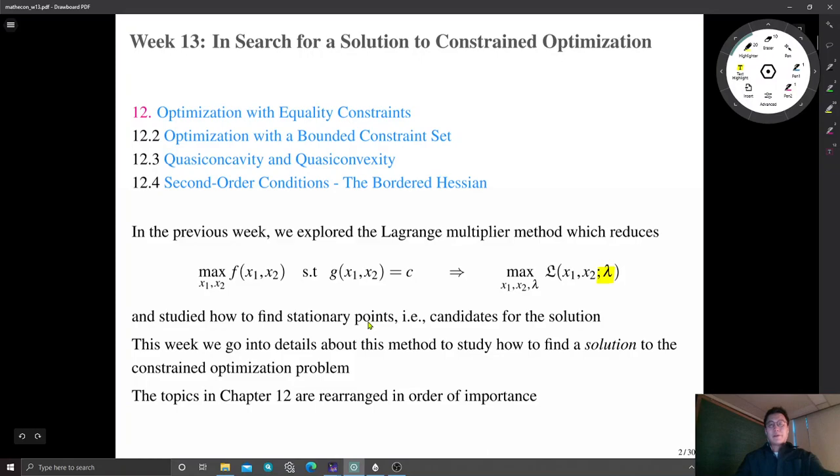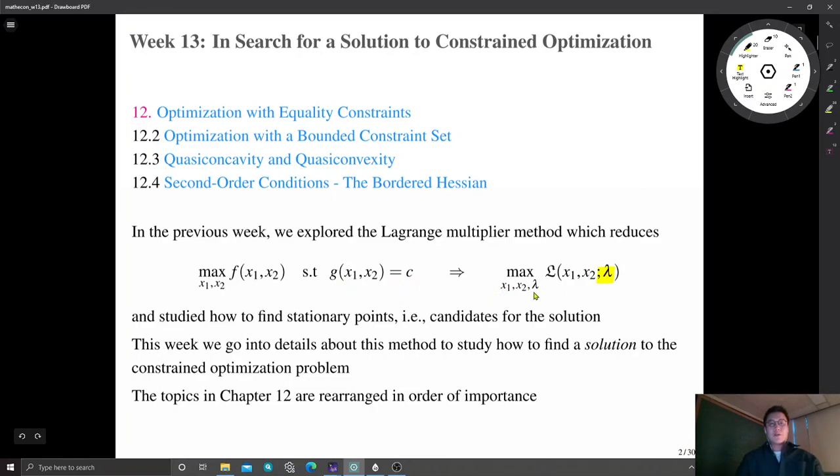You may regard these stationary points as the candidates for the solution. Okay? So now we know how to identify candidates. The upcoming question is, how do we choose one solution among these candidates? That's what we are going to study this week. We are going to study several criteria. Using those, we can choose one solution where the function is maximized or minimized given this constraint.